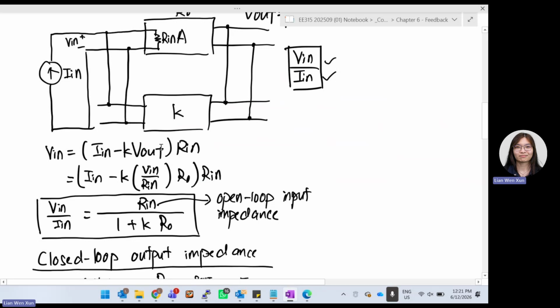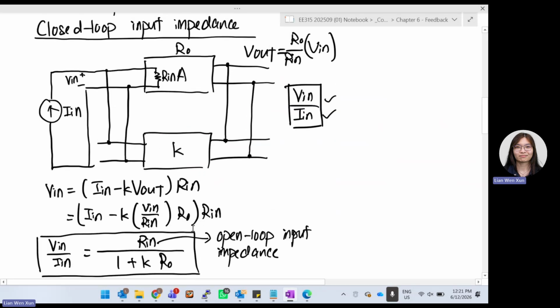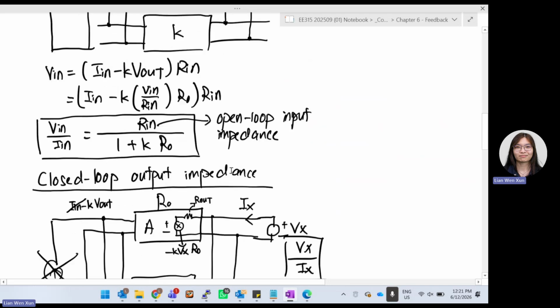Over here, I'm just trying to eliminate my V out. But that's still the same thing. You can say V out is equal to R naught over R in times V in. That's the same thing. We just want to get an output voltage.